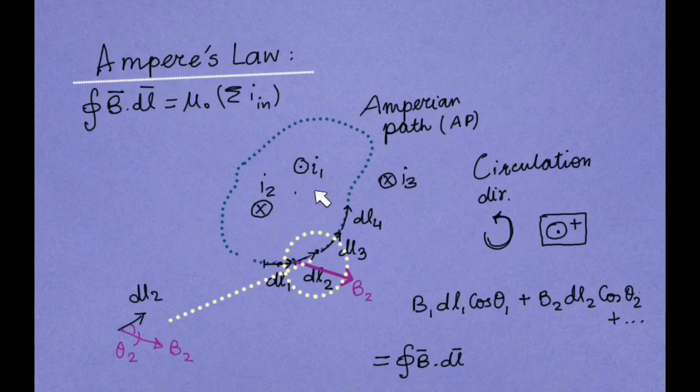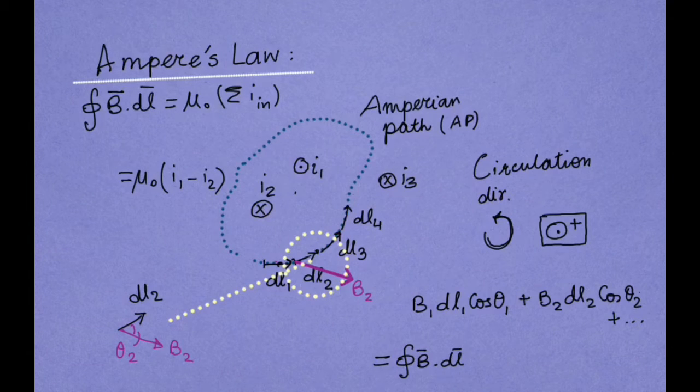And how to decide their signs? The circulation direction we have assumed as anti-clockwise. Now place your right hand fingers along this direction. Thumb will point outward. So outward is positive. So whichever current is coming outward will be taken as positive, and the opposite current will be taken as negative. So here I1 will be taken as positive and I2 as negative.